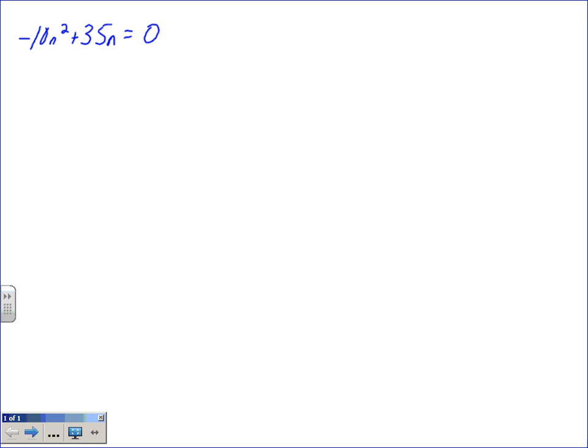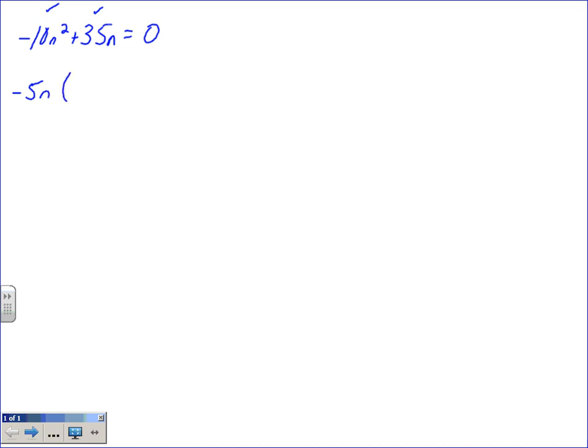Can you tell me what these two terms have in common? You have negative 10n squared and you have 35n. Can you tell me what do they have in common? 5. They have a 5 in common. So I'm going to take that out. And because I'm starting off with a negative, let's make this a negative 5. Okay? And what else do they have in common? N. So we're going to take that out as well.